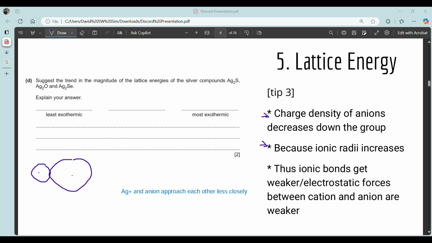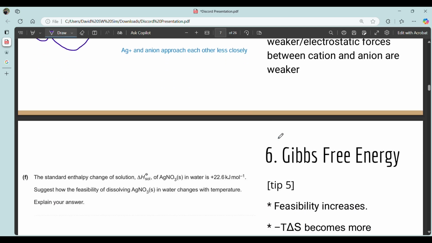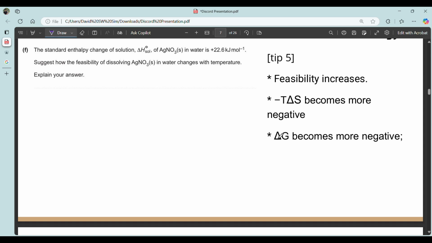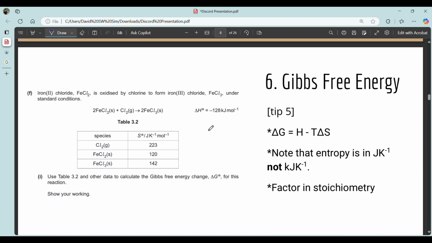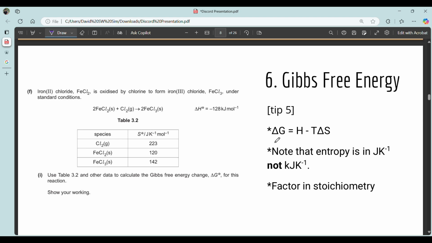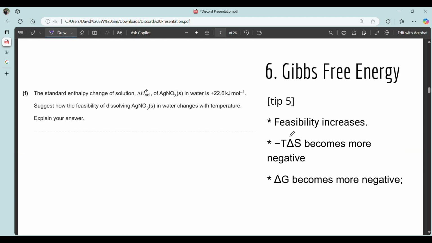If no questions, then I'm going to move on to the next one, Gibbs free energy. The basic equation is very simple. It's just Gibbs free energy G equals H minus T delta S. So every year there will definitely be a question asking you to relate Gibbs free energy to feasibility. So just to get it out of the way, don't get confused.